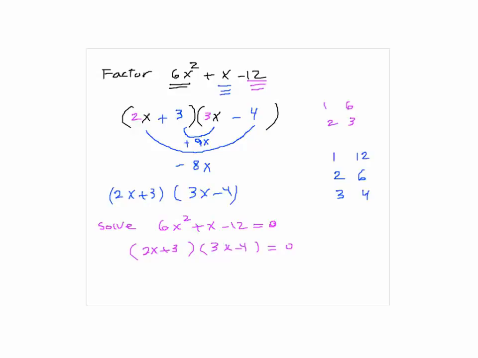So here we get 2x plus 3 is equal to 0. So 2x is equal to negative 3, x equal to minus 3/2, or 3x minus 4 is equal to 0, 3x is equal to 4, x equal to 4/3. So this would be when it says solve, and this would be when it says factor. Please stop me if you don't follow any of these. Let's take a look at the next one.